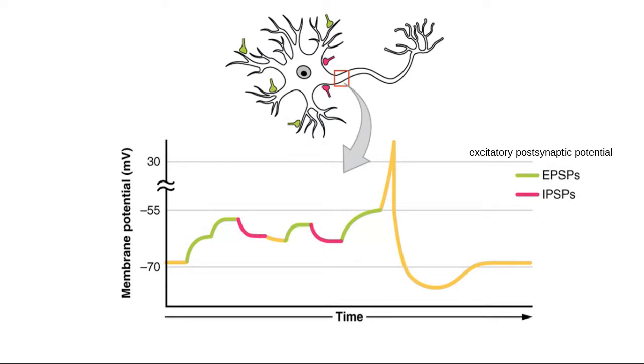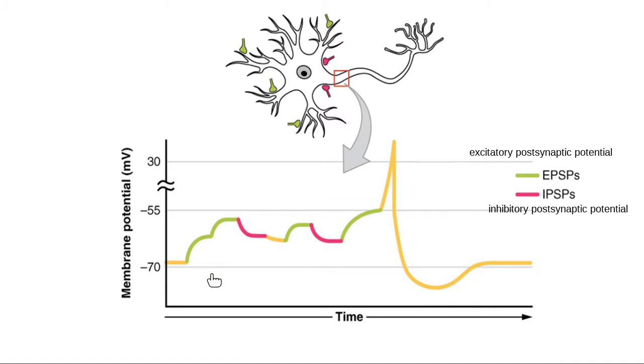IPSP, inhibitory postsynaptic potential. When we talk about EPSPs, excitatory postsynaptic potentials, these are changes in my membrane charge that are positive. These are making things go up.